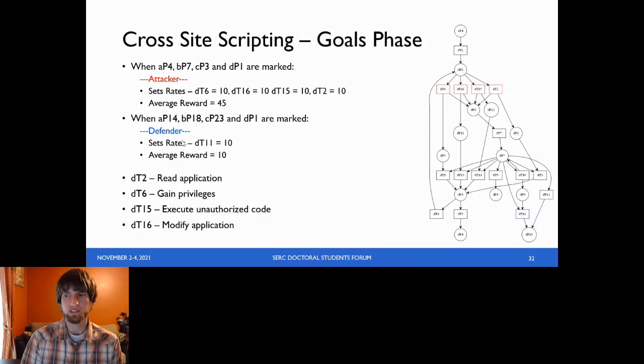In the goals phase, the attacker is trying to carry out their end goal. This may be to read the application's data, to gain login privilege to a machine, whether that's the user's machine or the web application server itself, execute unauthorized code, or modify the application in some way.